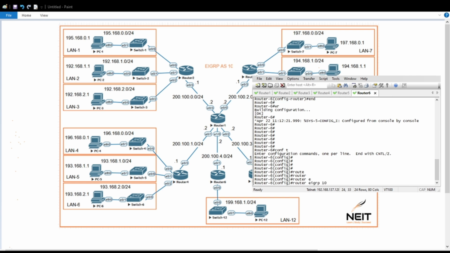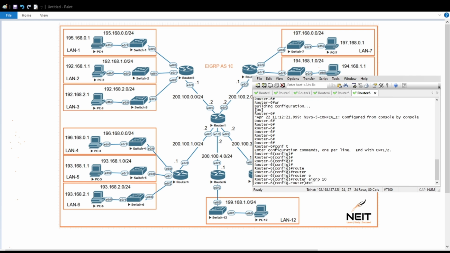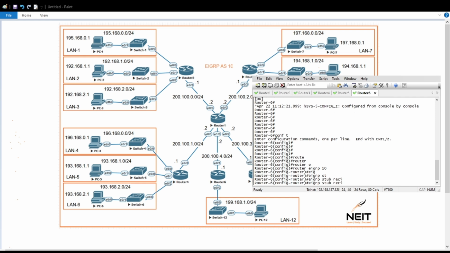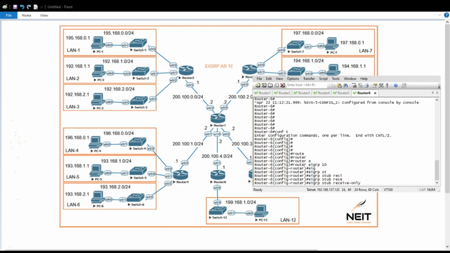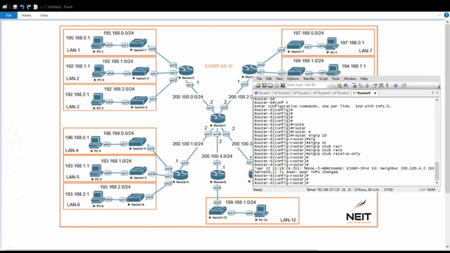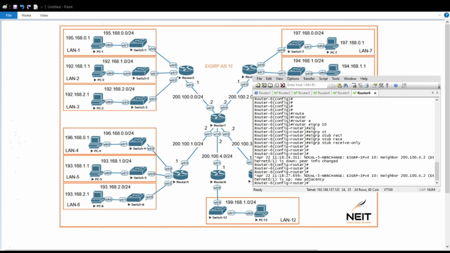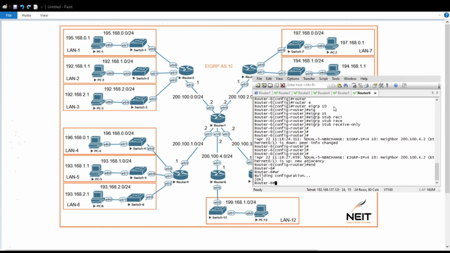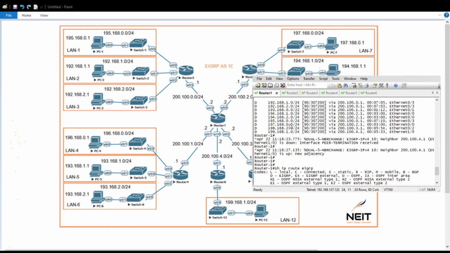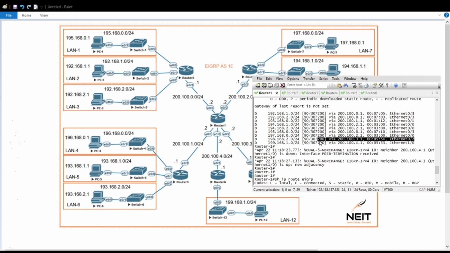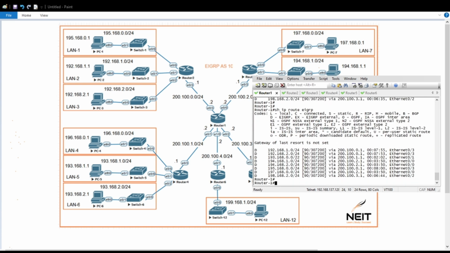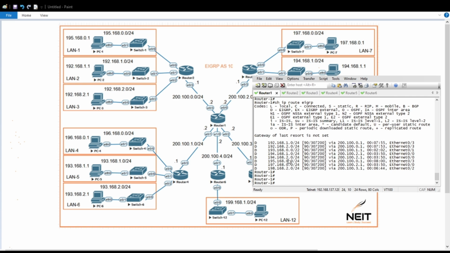So again the same thing, now we have to configure router 6 as a stub, and now we have to configure the keyword receive-only here. Okay, so now router 6 will only receive the network. He will not advertise the LAN 12 network towards router 1. Now if we verify the routing table of router 1 again, we can see that previously router 1 was receiving the LAN 12 network 199.168.1.0. Now router 1 is not receiving the LAN 12 network in his routing table.